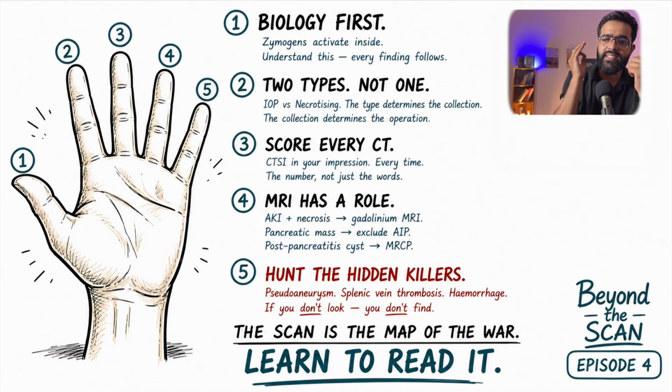2. There are 2 types. Interstitial edematous, the pancreas is alive, inflamed, recoverable. Necrotizing, parenchyma or peripancreatic fat is dying, and that changes everything. The classification dictates the collection type, the management and the operation. Get it right, use the revised Atlanta terminology every single time.